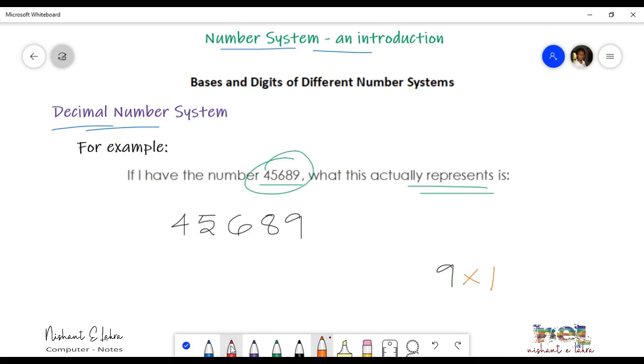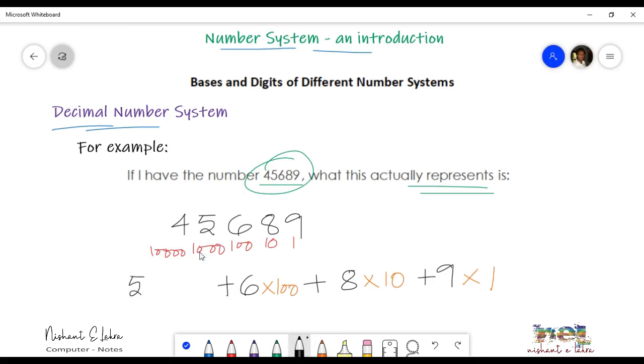9 is in ones place value, right? Ones place value. So 9 into 1. 8 is in tens place value. 6 is in hundreds place value. 5 is in thousands, and 4 is in 10,000 place value. Okay, so we'll just write 9 into 1 plus 8 into 10 plus 6 into 100 plus 5 into 1000 plus 4 into 10,000.